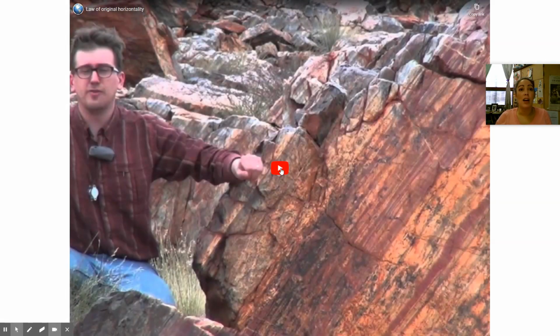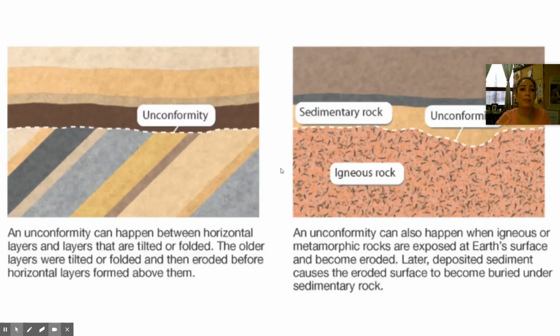This guy is going to talk about the law of original horizontality, which is, again, if you know what the word horizontal means, side to side like this. This is talking about how rock layers first form this way, and then they can get disturbed.